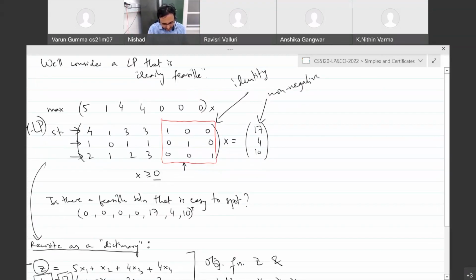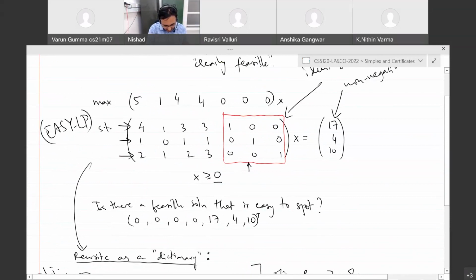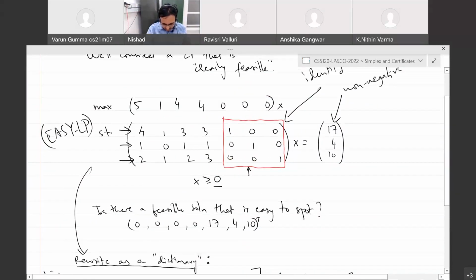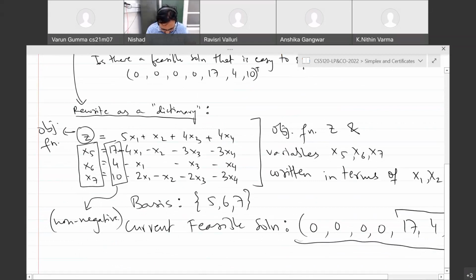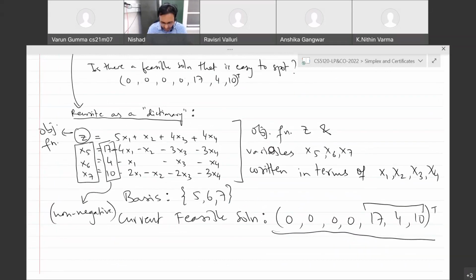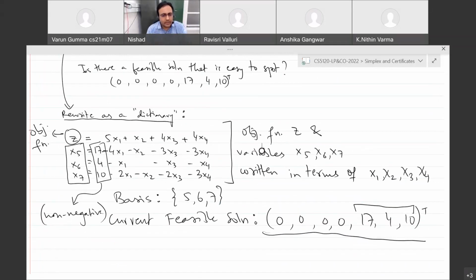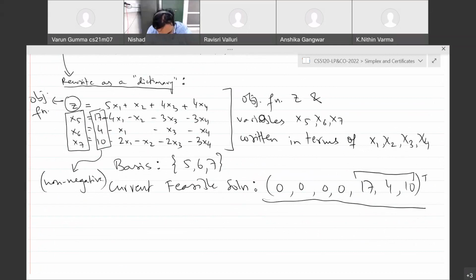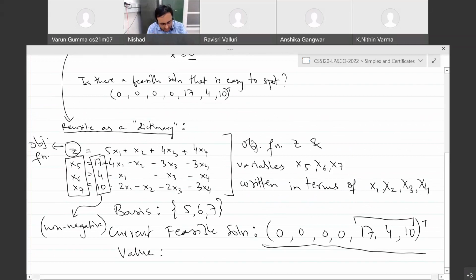All right, so maybe let me make it a bit bigger again. Okay, good. Any other questions or concerns at this point? Okay, and what is the value of the current feasible solution? The value is the evaluation of the objective function. So we are evaluating this for the current solution, and that will just be 0, right? Because x5, x6, x7 will not even appear in the objective function. So the current value is 0.